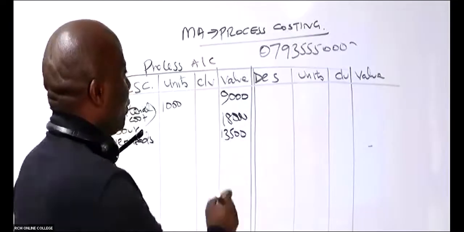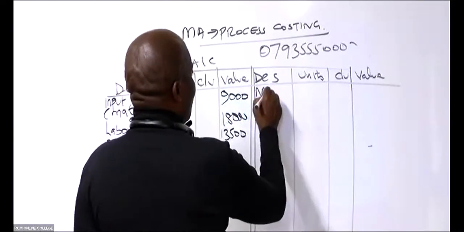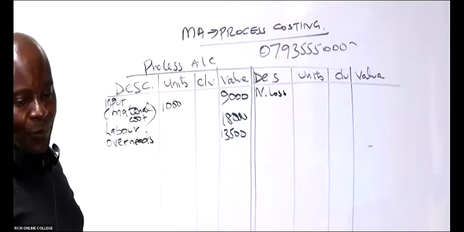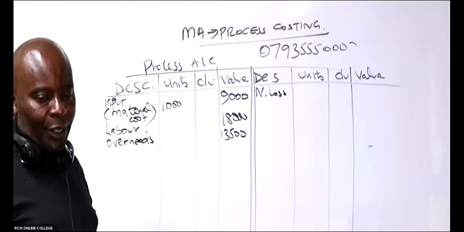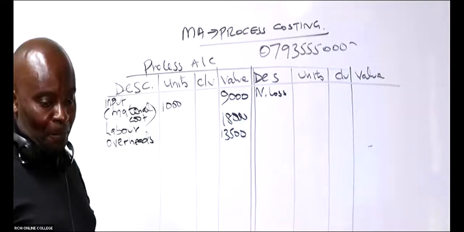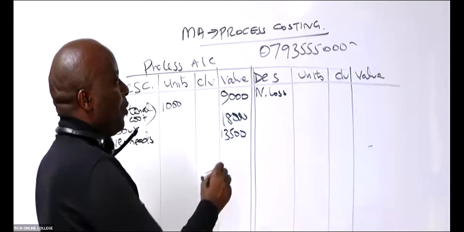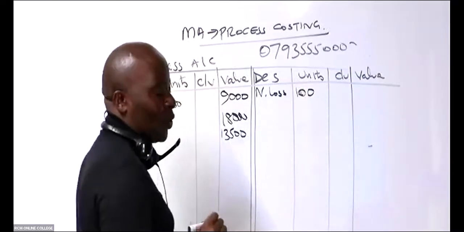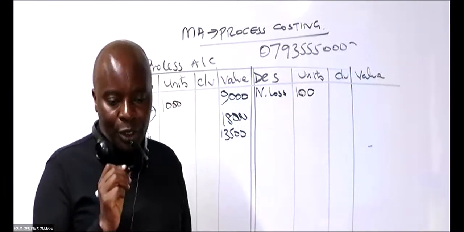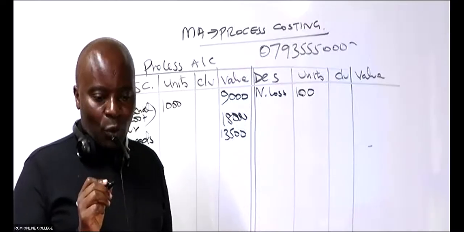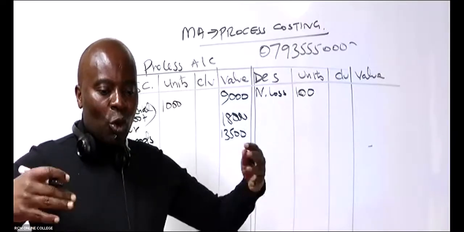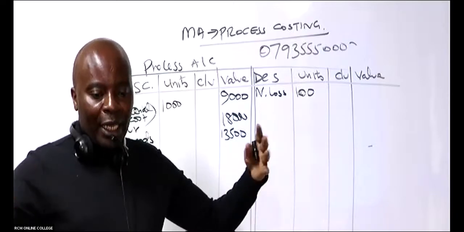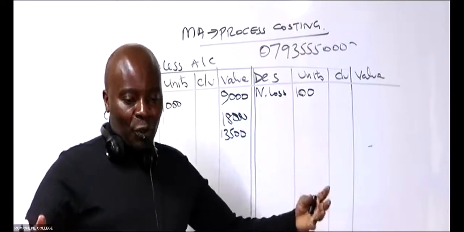And then we have normal loss. Are you able to remember the normal loss units? 100. What do we normally do with normal loss units? Can somebody remind us? We scrap them, sell them at a throwaway price. If it is given there, we shall always sell them. We multiply them by the scrap value.